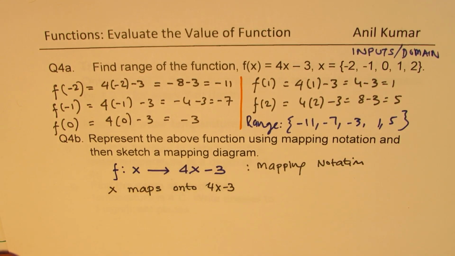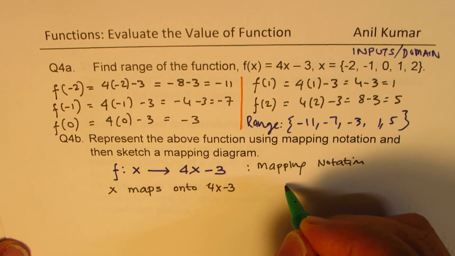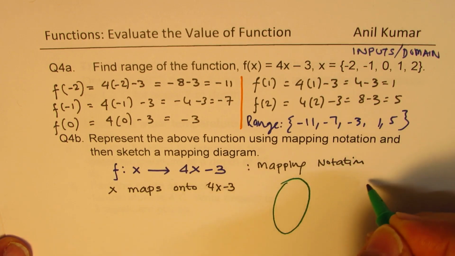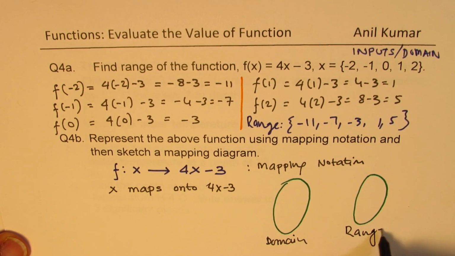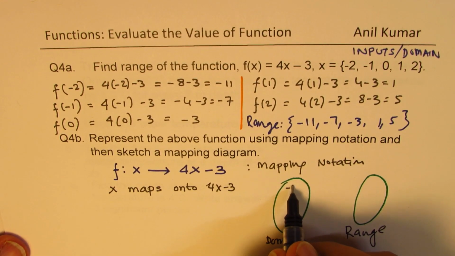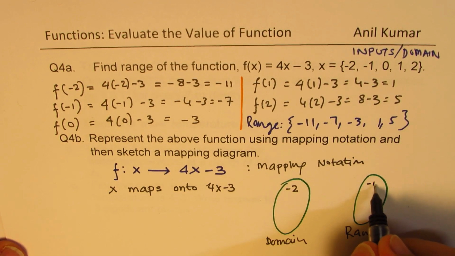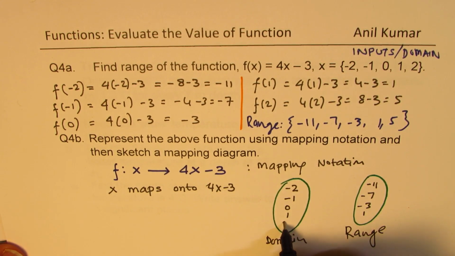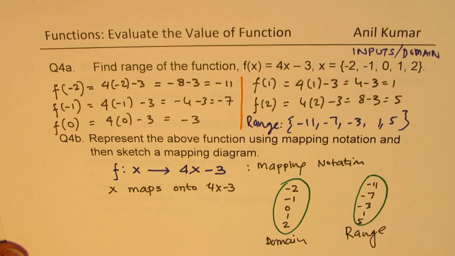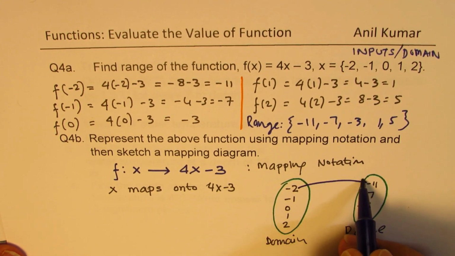Now, the second part is to sketch a mapping diagram. Whenever we sketch a mapping diagram, we make ovals or circles to show the domain and the range. So that is one group which is being mapped to the other group. The first group is called the domain, or the input, and that is the range. In our case, minus 2 is mapped to minus 11, minus 1 maps to minus 7, 0 maps to minus 3, 1 maps to 1, and 2 maps to 5. The mapping is shown with arrows going from domain to range, correct?